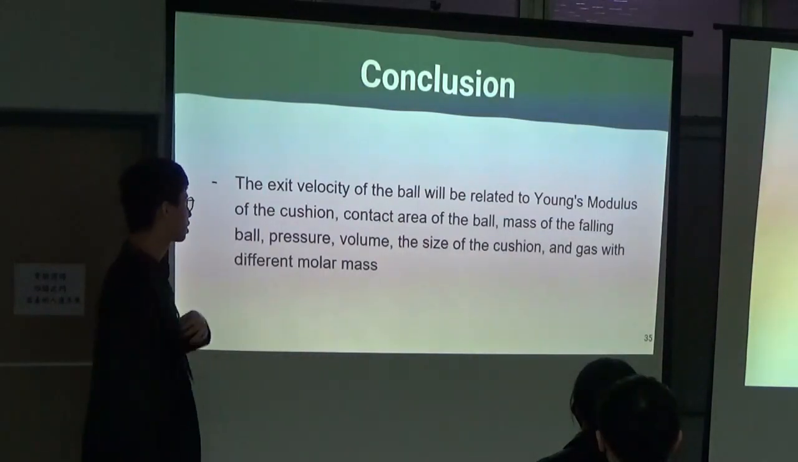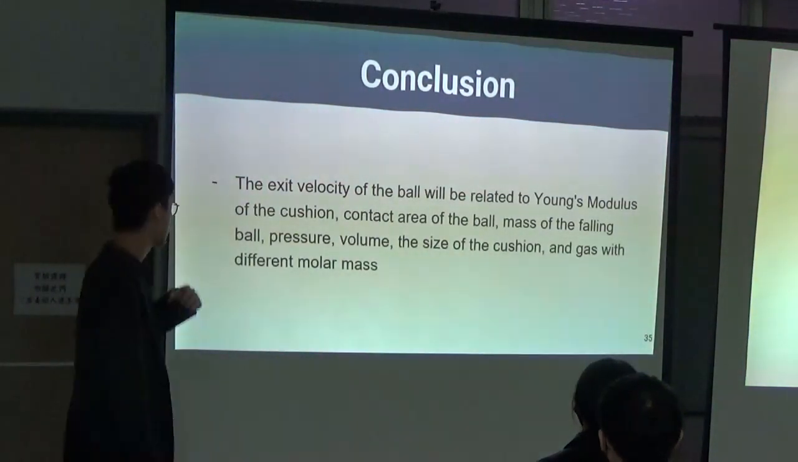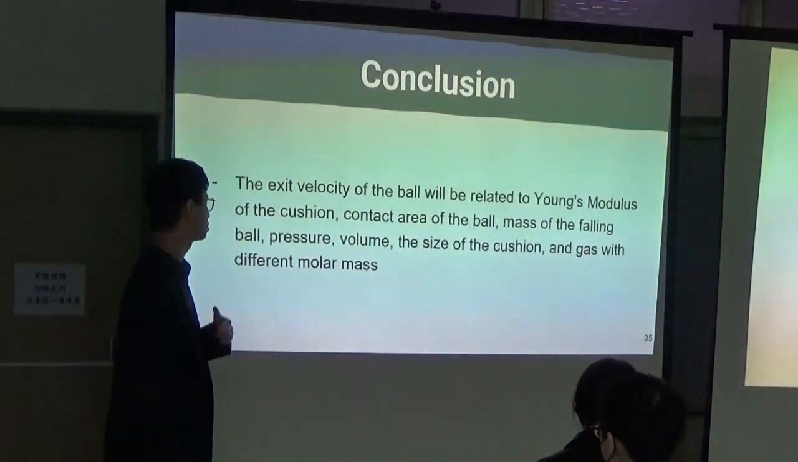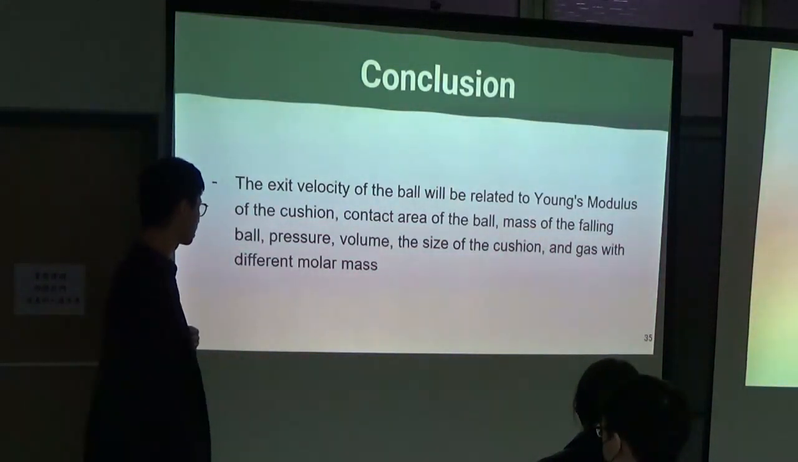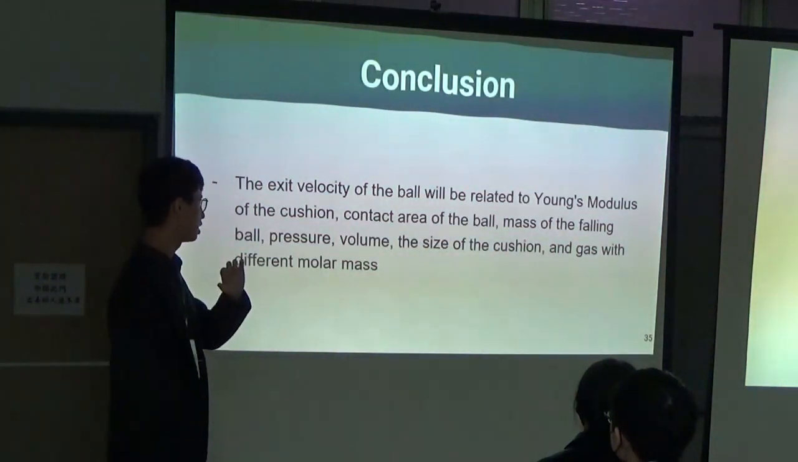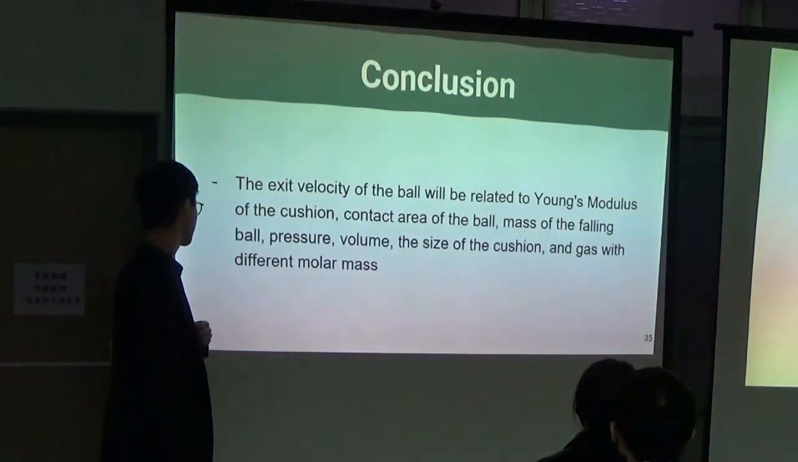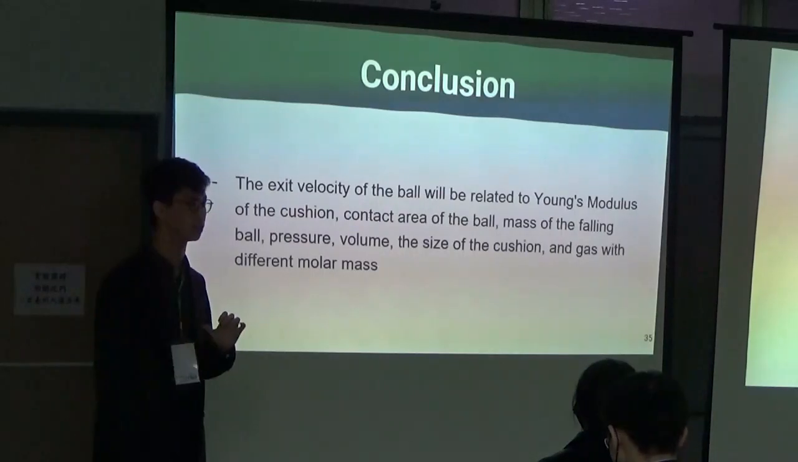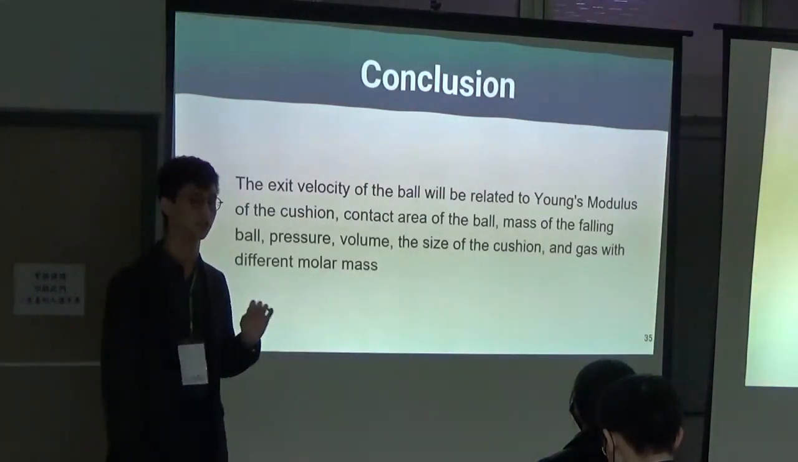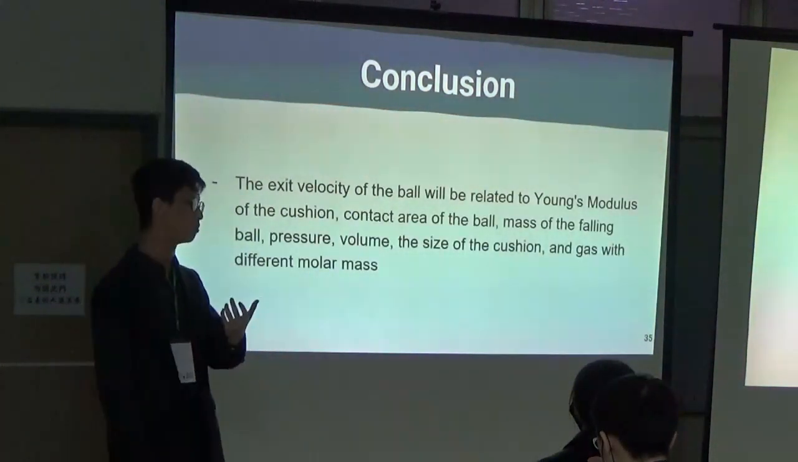For the conclusion, the x velocity of the ball is related to the Young's modulus of the cushion, the contact area of the ball, the mass of the falling ball, pressure, volume, and the size of the cushion. And gas with different molar mass will affect the time gap between the falling ball and the second ball being catapulted away.